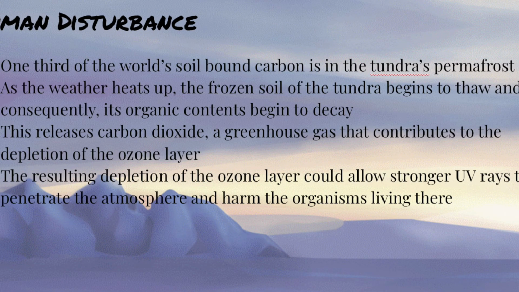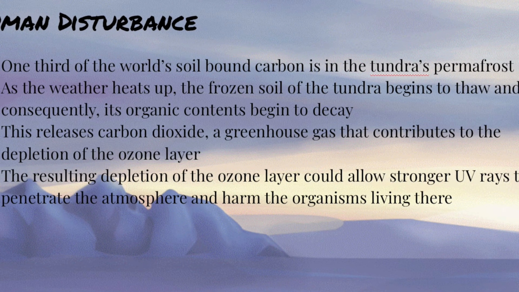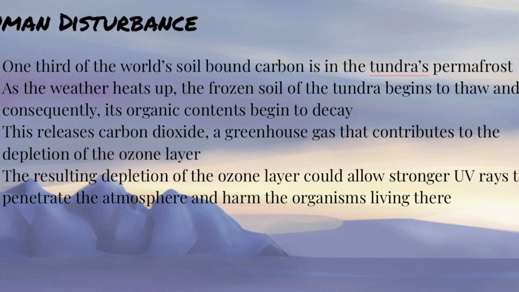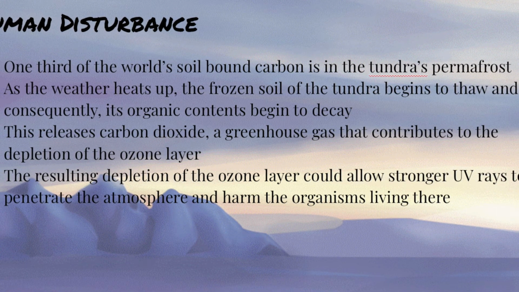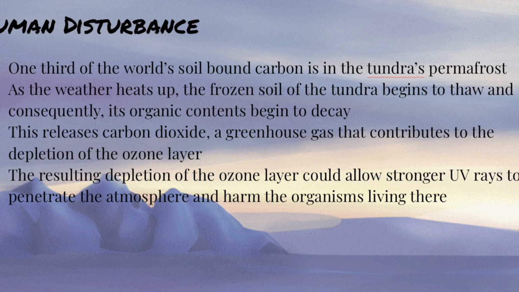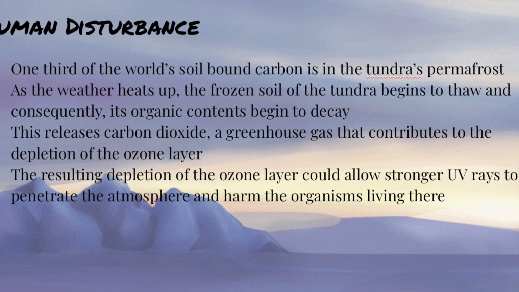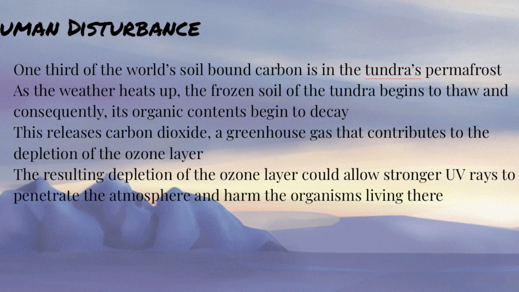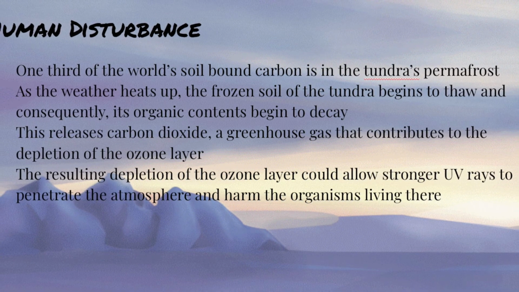Moving on to human disturbance. One third of the world's soil-bound carbon is in the tundra's permafrost. As the weather heats up, the frozen soil of the tundra begins to thaw and consequently, its organic contents begin to decay. This releases carbon dioxide, a greenhouse gas that contributes to the depletion of the ozone layer.